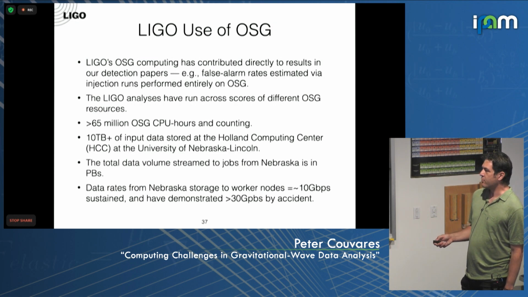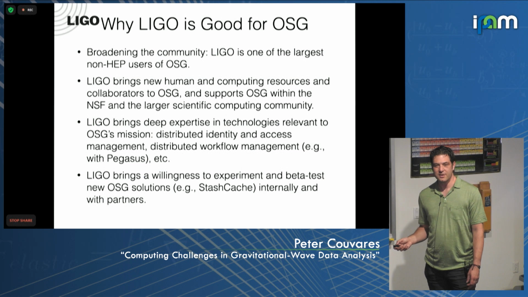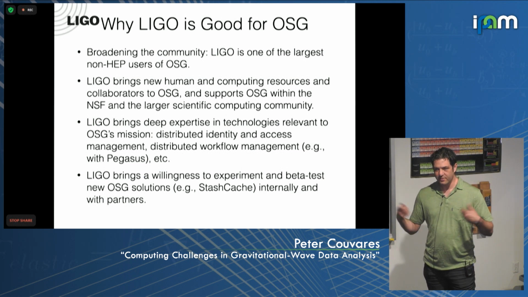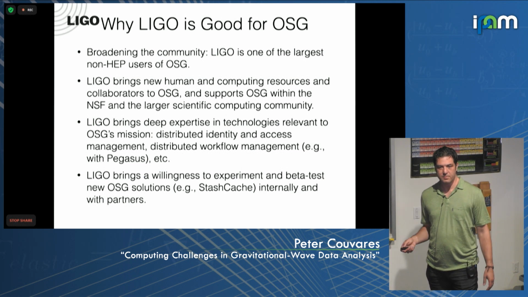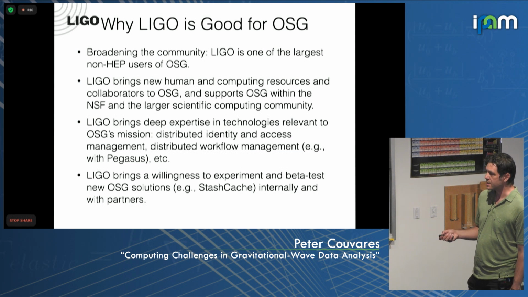Now, why is LIGO valuable to OSG? This is more about why OSG is valuable to LIGO. We've used about 65 million CPU core hours, et cetera. They host some data for us, et cetera. We're good for OSG because it broadens the community. It's not good for OSG to really just be a computing center for high-energy physics. They really want to be serving the entire scientific community and have made that transition over the past 5 years or so. And LIGO was one of the first big users that extended OSG beyond high-energy physics.